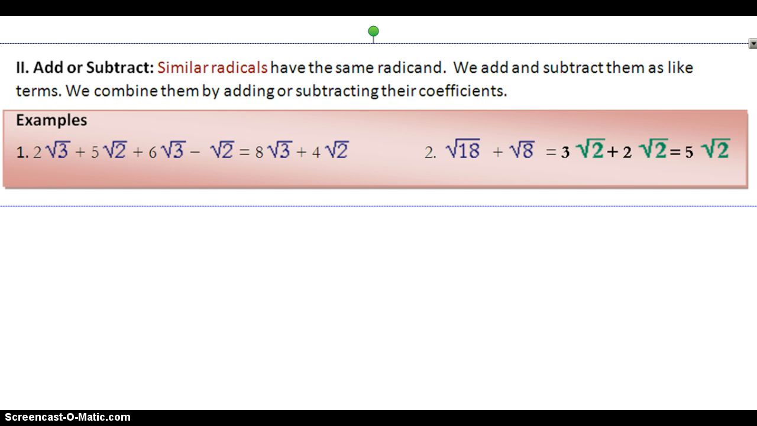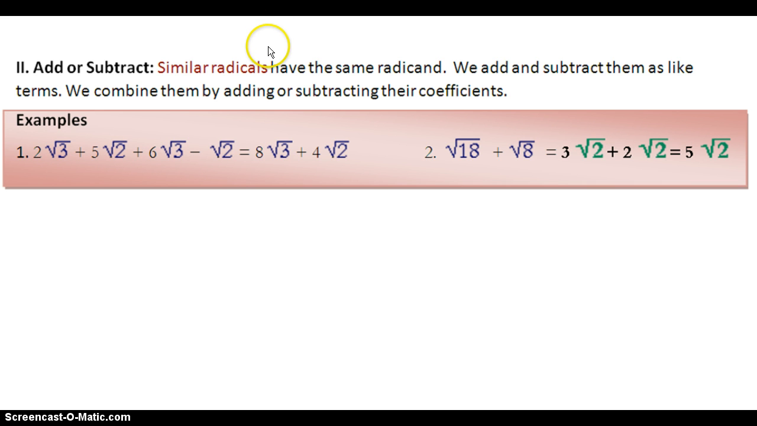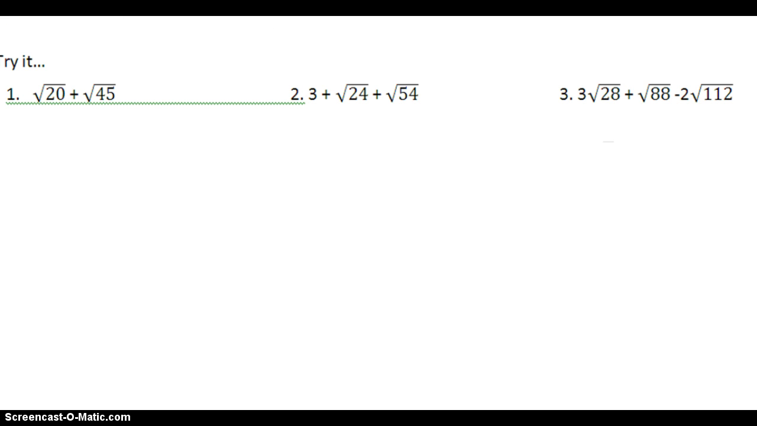All right, when we add or subtract radicals, we need to have similar radicands, just like we would when we combine like terms with variables. So if we look at our first problem here, we do need to simplify all these, because 20 and 45 are not the same. But if we simplify, we get 2 root 5 plus 3 root 5, which is 5 root 5.